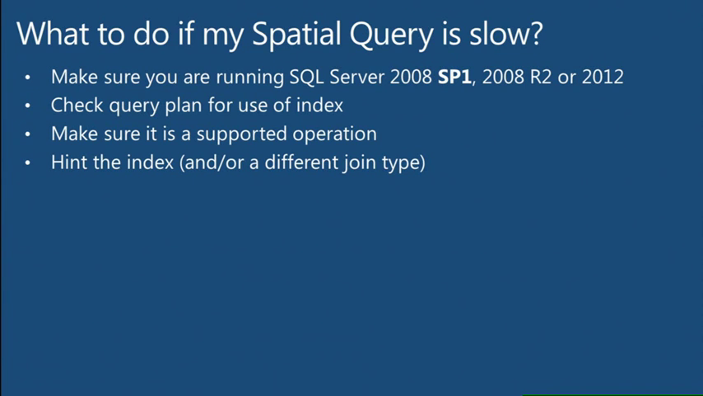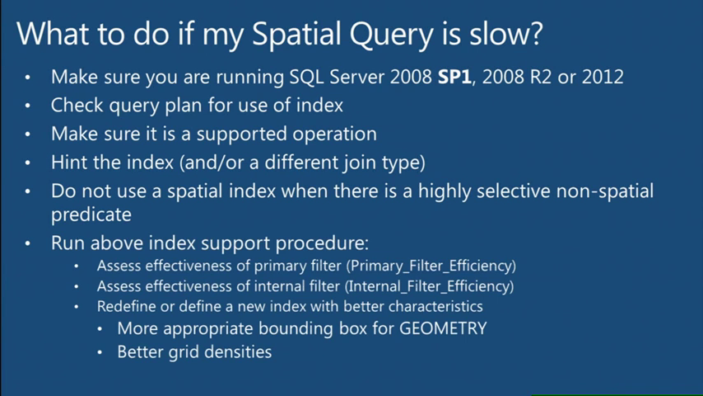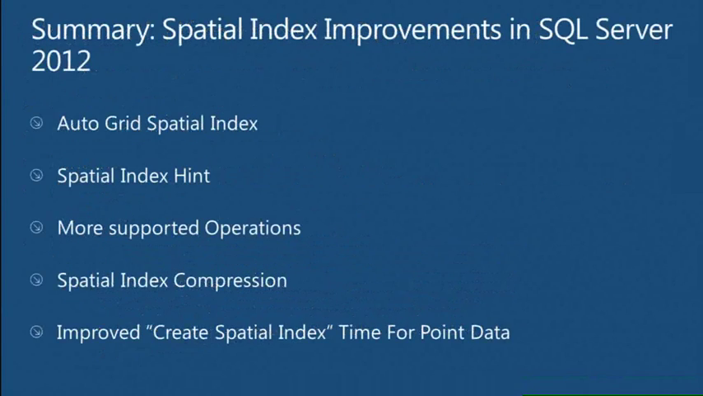Do not use a spatial index when there is a highly selective non-spatial predicate. So if you have, for example, a relational predicate that already gives you back 5 rows, then applying the spatial index on that is probably not going to be a good idea. And use the support procedures that I've shown. Look at the primary filter efficiency, the internal filter efficiency, and then do adjustments based on what we have talked about today.